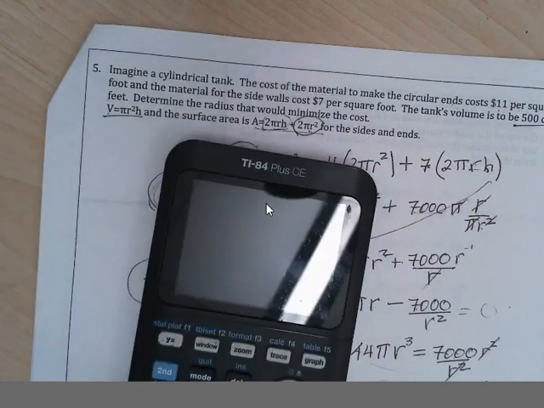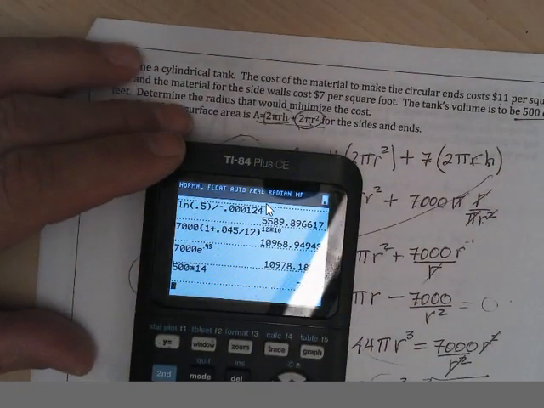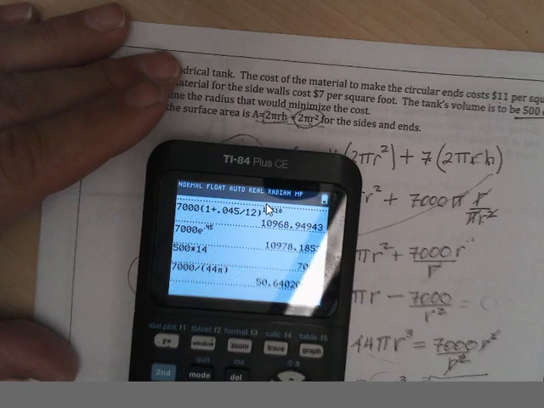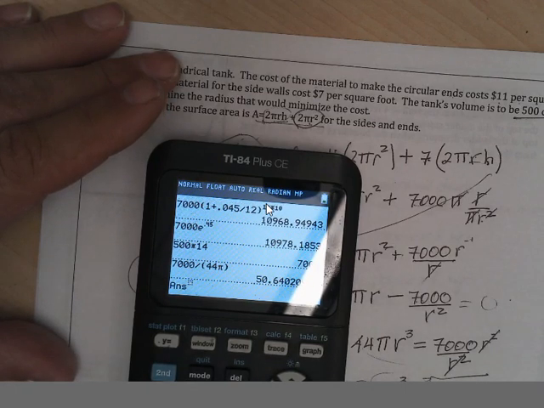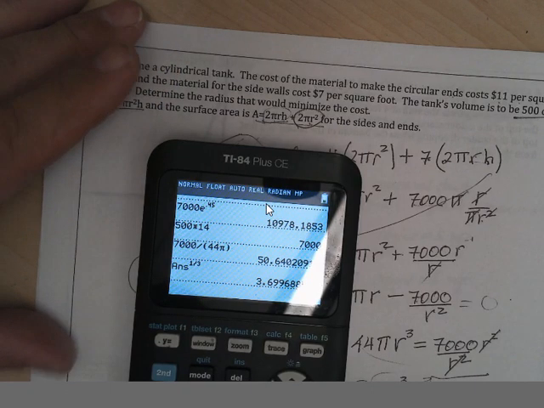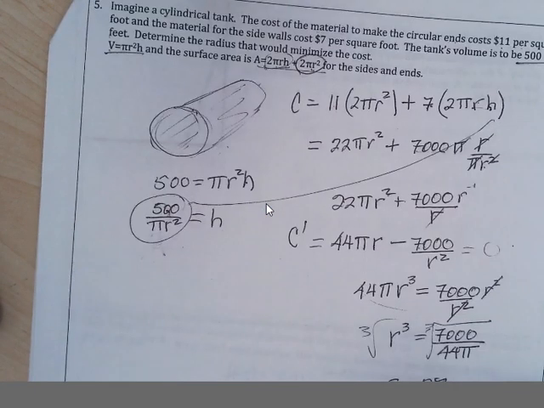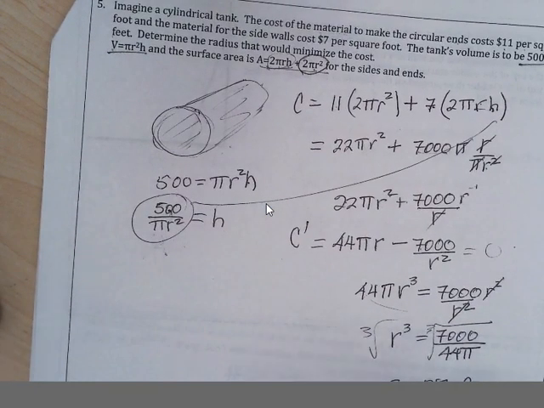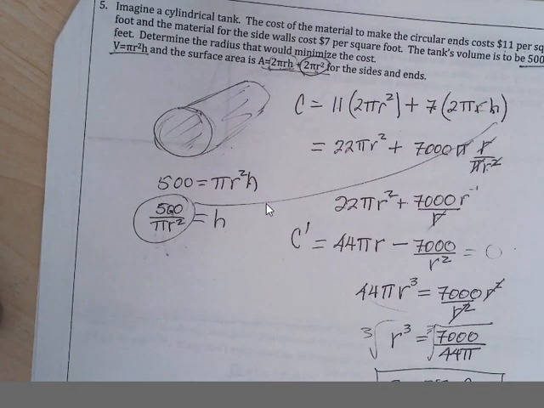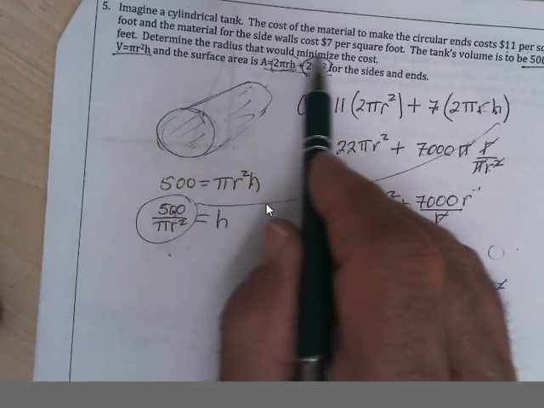And I get, that's the radius, that's all I need to do, but I can do the 7,000 divided by parenthesis 44 pi, close parenthesis, and take that to the 1/3 power, cube root, and I get r has to be 3.6996, 3.7-ish feet, because I think this tank was measured in feet. Yes. So there's the radius that would minimize the cost. Determine the radius that would minimize the cost. And that's it.